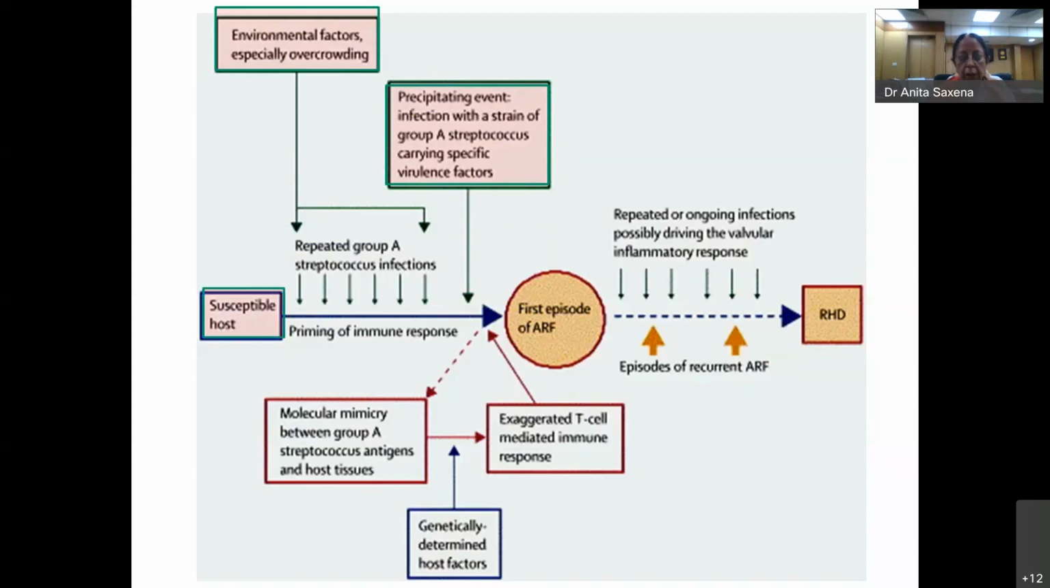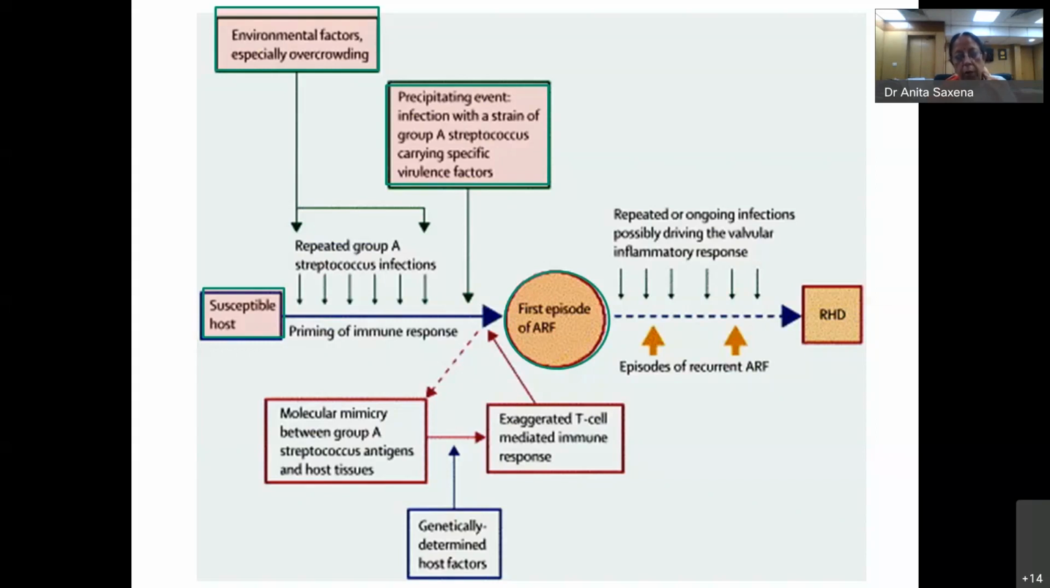So if 100 people develop group A streptococcal sore throat, only 3 in endemic regions will develop actually rheumatic fever, and some of them will recover. Only half of them or less than half of them may go on to develop rheumatic heart disease. So it's just an interaction between host, environment, and agent. And that produces the first episode of ARF in some cases, acute rheumatic fever.